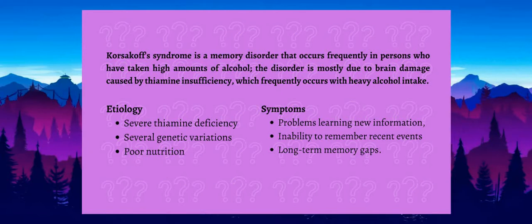Starting with the severe thiamine deficiency, several genetic variations and poor nutrition can sometimes be associated with disorders other than alcohol misuse, including anorexia, overly stringent dieting, fasting, starvation, or bariatric surgery. So the main symptoms would be problems learning new information, inability to remember recent events, and long-term memory gaps.